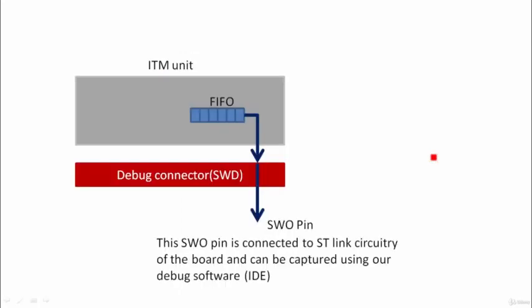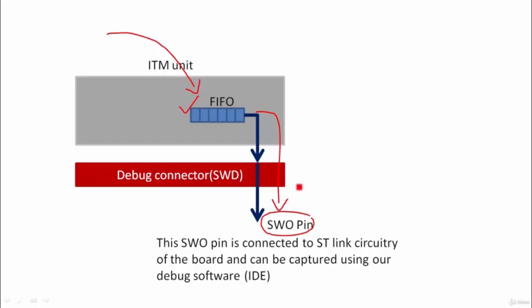Let's move forward. If I zoom into this ITM unit further, what you see is a FIFO, or you can call it a buffer or a register. It's a hardware buffer inside the ITM unit. All you need to do is write the printf data into this FIFO. That FIFO is connected to the SWO pin which is coming out of the processor, and it goes all the way to the debug circuitry present on the board, right? The moment your printf writes into this FIFO, the messages will come over the SWO pin and you then capture it. That's it.